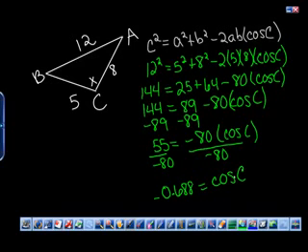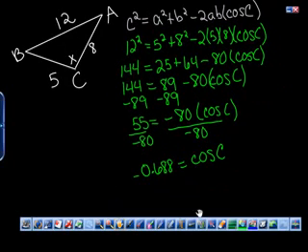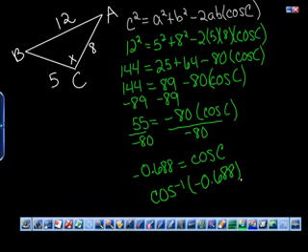Now, how do I undo a cosine? I need to do the negative or the inverse, the second cosine. So we'll do cosine negative 1, which can be found above the cosine button. Go ahead and plug in your decimal. Yes, you can leave the negative in there. What is my angle?